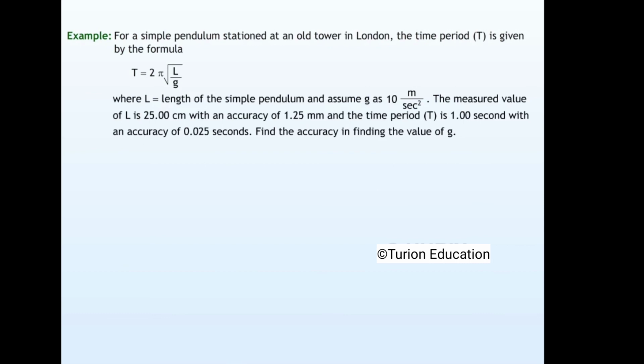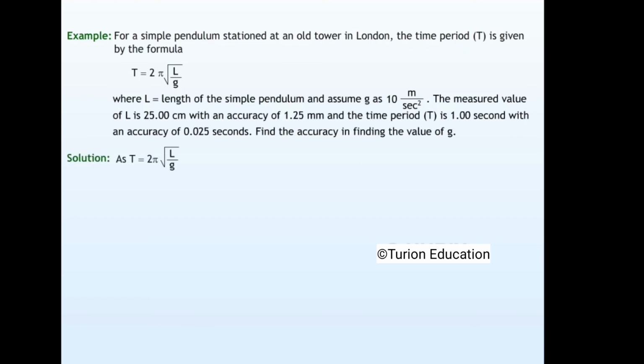For a simple pendulum stationed at an old tower in London, the time period t is given by the formula t equals 2 pi root L by g, where L equals length of the simple pendulum and assume g as 10 meters per second square. The measured value of L is 25 centimeters with an accuracy of 1.25 millimeters, and the time period t is 1 second with an accuracy of 0.025 seconds. Find the accuracy in finding the value of g.